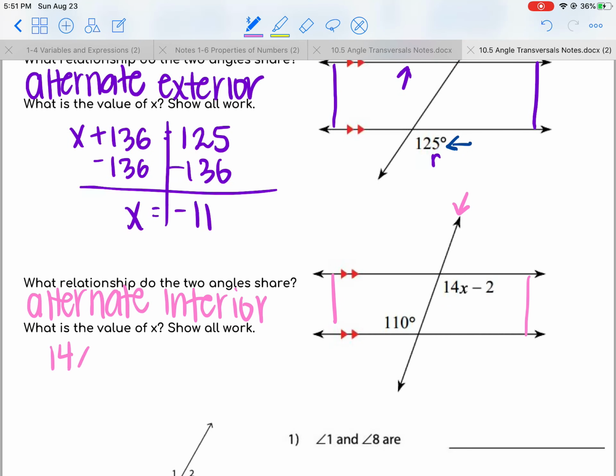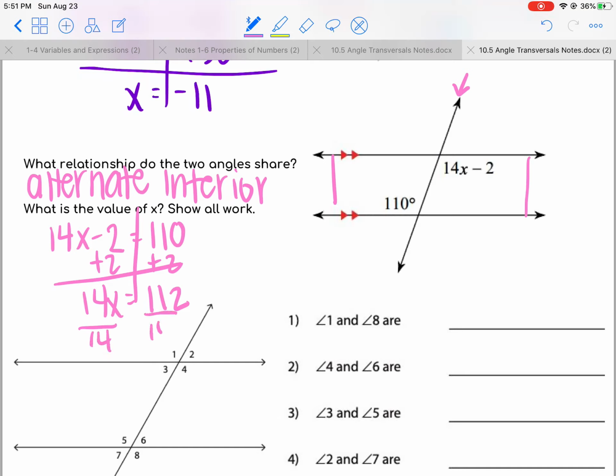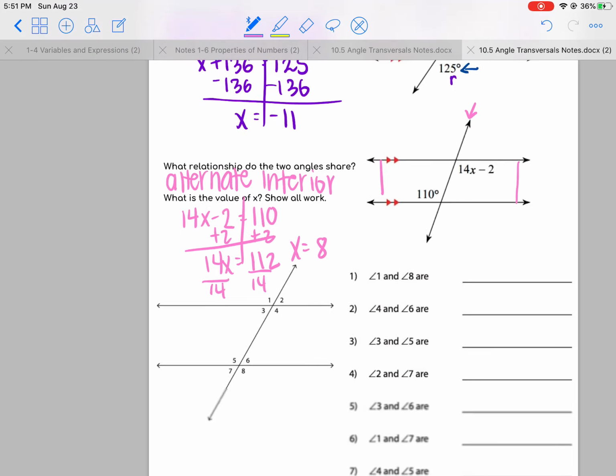So I've got 14x minus 2 has to equal 110. I'm going to add 2 to both sides, and I get 14x is equal to 112. And then I'm going to divide both sides by 14, and I get that x is equal to 8.